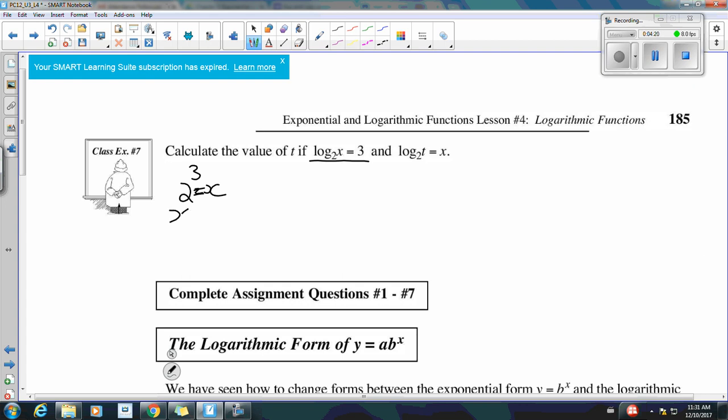So now we have 2 to the 3 equals x. Well, suddenly we have a value for x. They hid it in a complicated expression, but this was really just telling us x equaled 8. So now we're going to have 2 to the x equals t. Well, we know that x was 8, so we're going to go 2 to the 8, which is 256, which is equal to t.